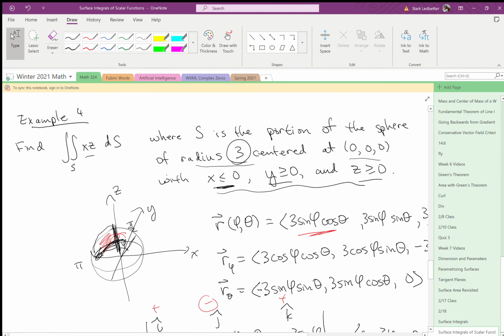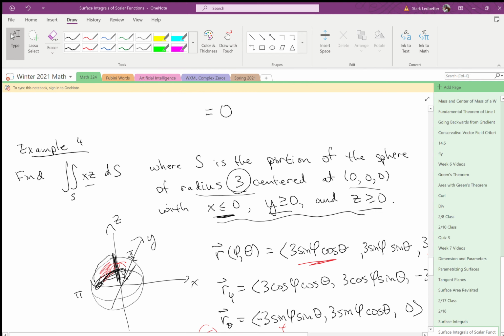We wanted to integrate xz over this region where x was less than 0 and z was greater than 0. So that's good. Yeah, we definitely expect that to be negative. Xz is negative at every point in that region. So that's perfect.